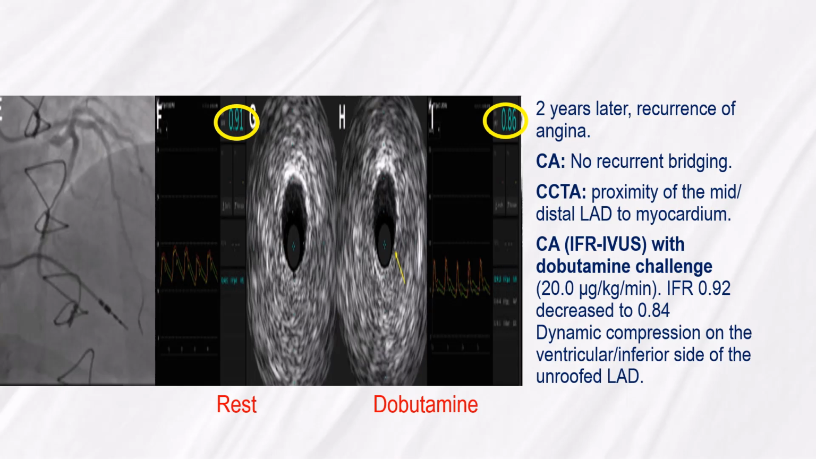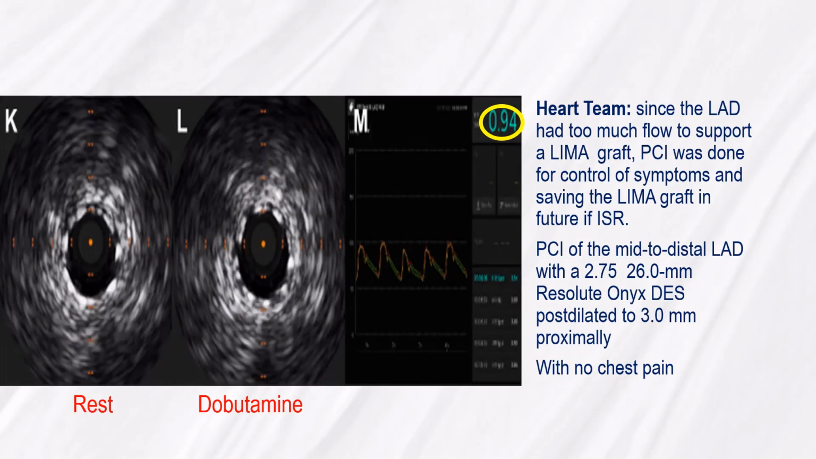The CT showed the proximity of the mid and distal LAD to the myocardium. Coronary angiography was guided with iFR, IVUS, and dobutamine challenge. There was decrease in the iFR with dynamic compression on the ventricular inferior side of the unroofed LAD, and the heart team decision was PCI to the mid and distal LAD.